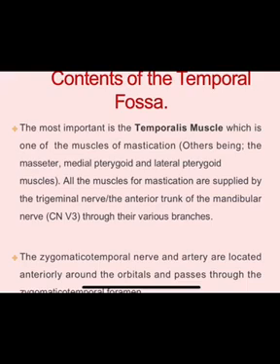Then the zygomaticotemporal nerve and artery are located anteriorly around the orbital cavity, and then these, the zygomaticotemporal nerve and artery, pass through the zygomaticotemporal foramen.